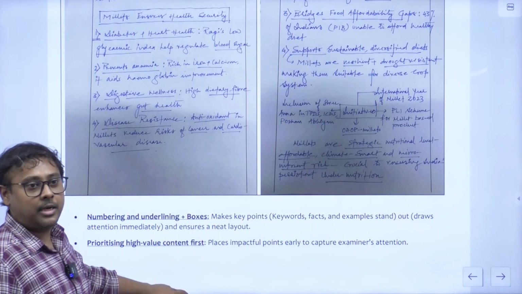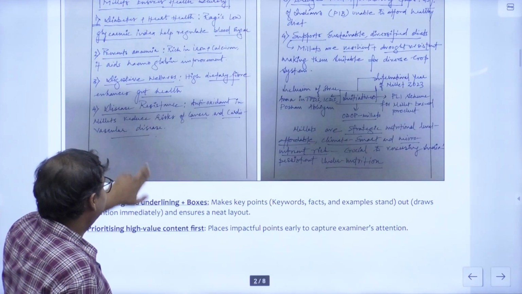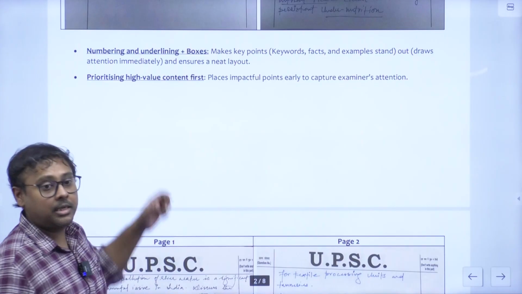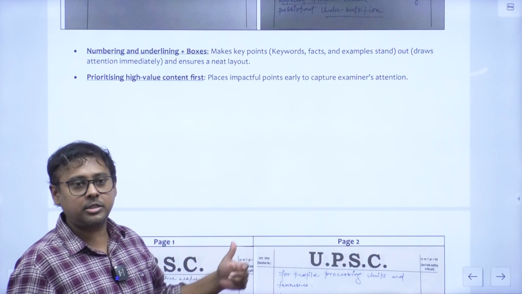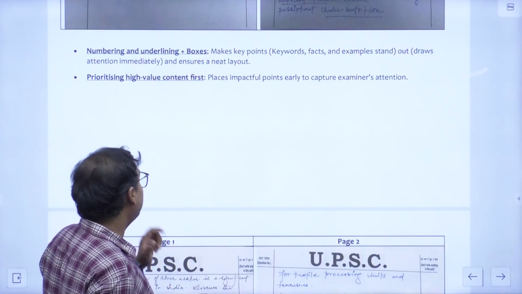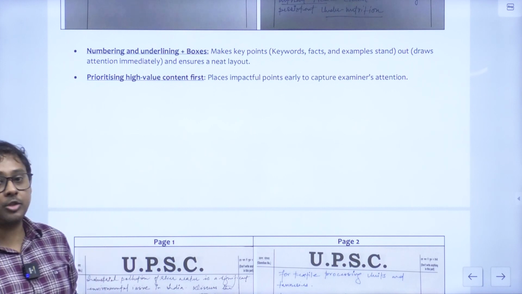It's easier to clear mains than to navigate this board. Okay. This is an important point. Usually people don't do this consciously, but we must do this: prioritizing high value content first. Now, this has to be done.